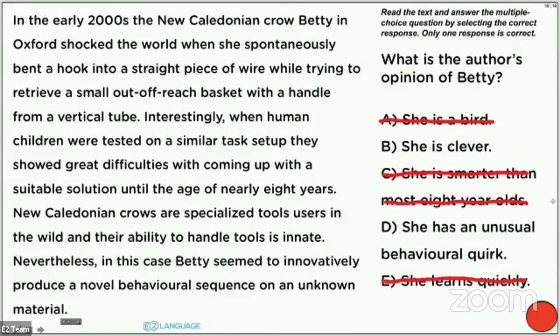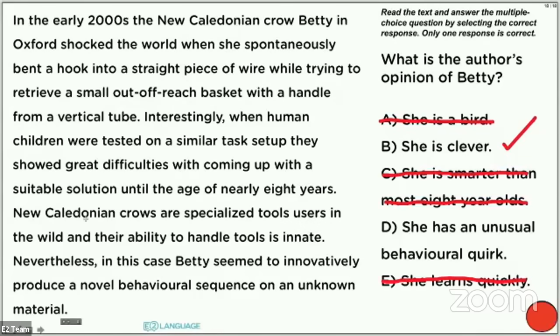We've got 2 here. Now, a lot of you chose D. She has an unusual behavioral quirk. Is that an opinion, really? All right, let me think about this. To be perfectly honest, my answer was B. I wrote these questions, by the way. My answer is B. If you got B, she is clever. That is definitely correct. Now, is D also possibly correct? Is the author's opinion of Betty that she has an unusual behavioral quirk? Well, that's not really an opinion.